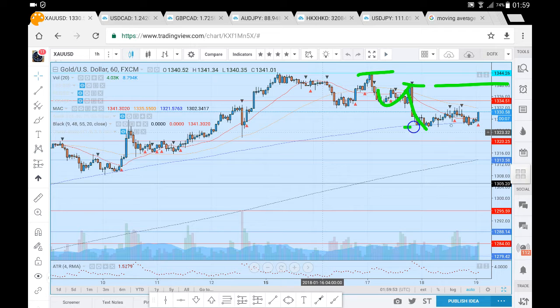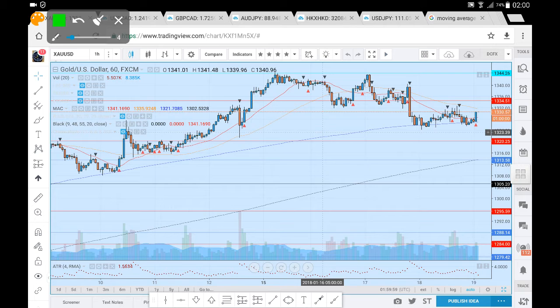We saw further sell side momentum taking us down to, in my previous video, I called it a 50 period moving average. I was in fact incorrect. It is the 200 period moving average just here, and what we'd expect to potentially be a dynamic level of support. So what we have seen is prices come down towards this 200 period moving average.